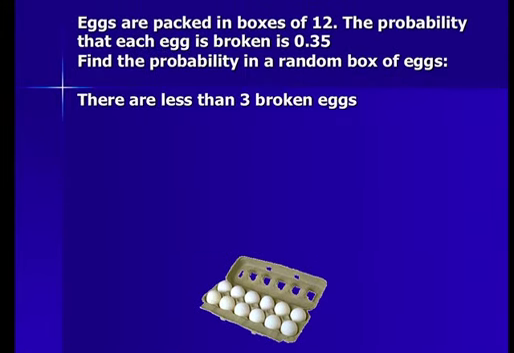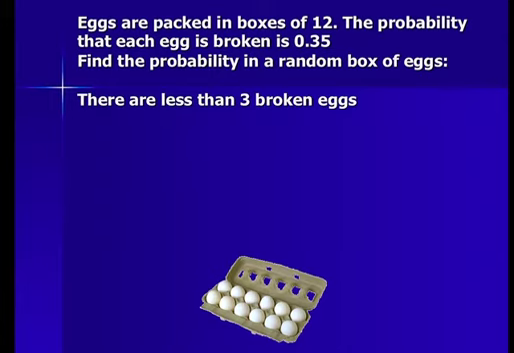Let's look at another example. Eggs are packed, same example, eggs are packed in the boxes of 12. What's the probability that there are less than 3 broken eggs? Now this is where the GDC comes in really useful, because this is going to require quite a few calculations, which by hand is a bit of a pain, but the GDC will do it all in one go and just churn out the final answer. So let's have a look at how this would work.